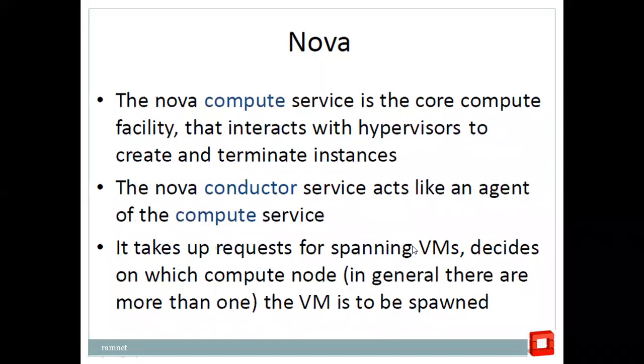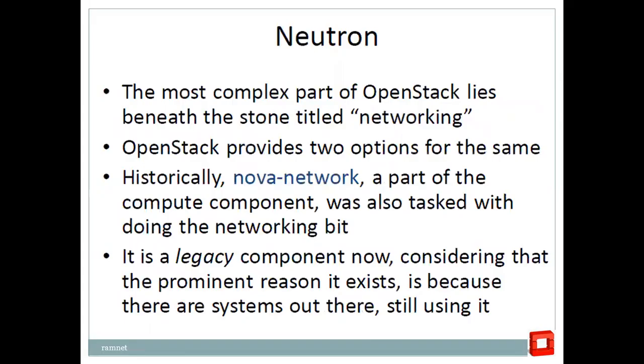Next. The compute service is the core compute facility that interacts with the hypervisors to create and terminate instances. The Nova conductor service acts like an agent of the compute service. It takes up requests for spawning virtual machines and decides on which compute node the VM has to be spawned, in general when there is more than one. So it is like a hypervisor working on the Nova services.